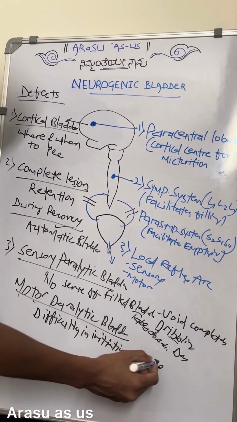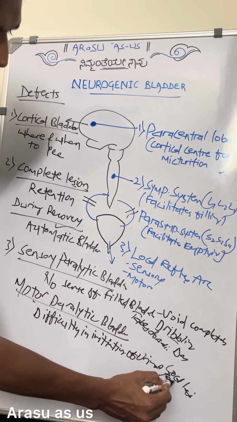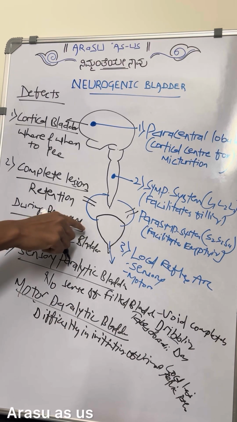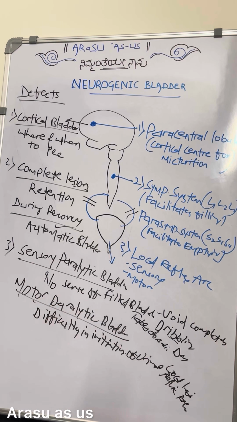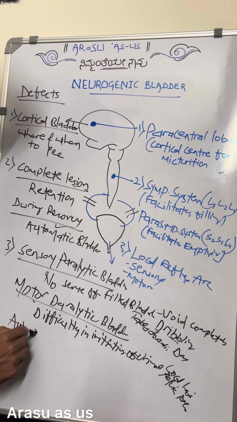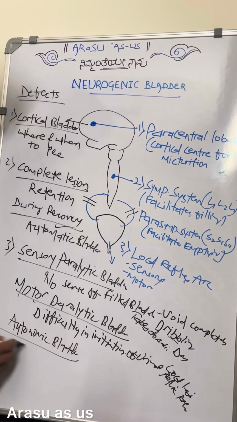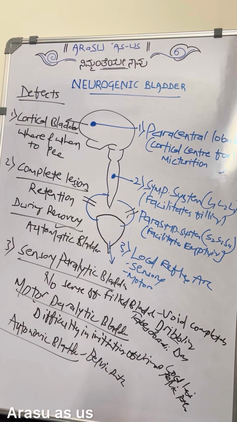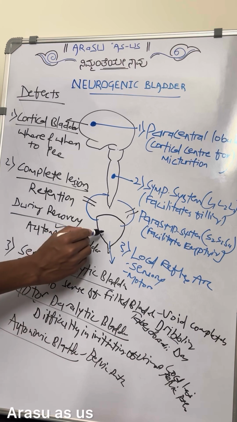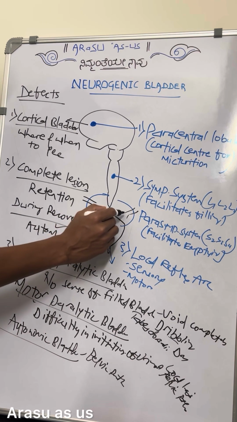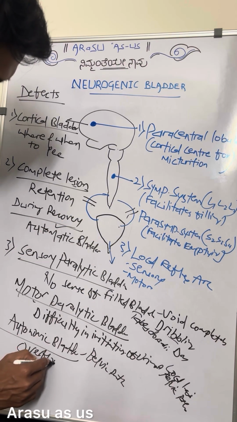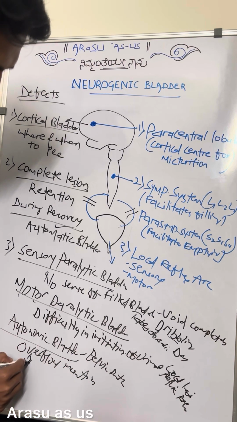And for motor paralytic bladder, we can consider local lesions, especially pelvic pathologies. Especially if the patient is female, any cervical malignancies can invade the motor component and lead to motor paralytic bladder. So mainly we have to consider pelvic pathologies. Third one is called autonomic bladder. Again here, it will be because of pelvic pathologies only. Both sensory and motor components will be affected. So the patient will not be able to sense the filled bladder and will not be able to initiate or completely void it. So there will be dribbling. This is overflow incontinence.